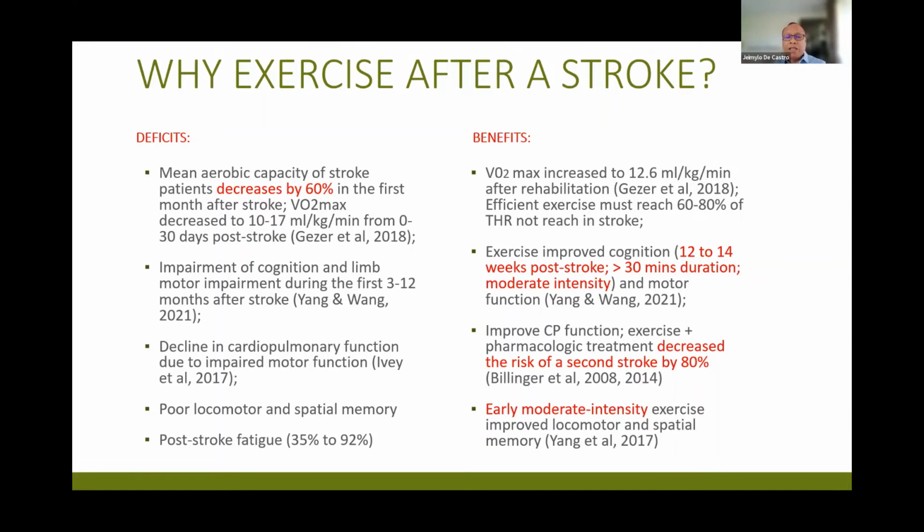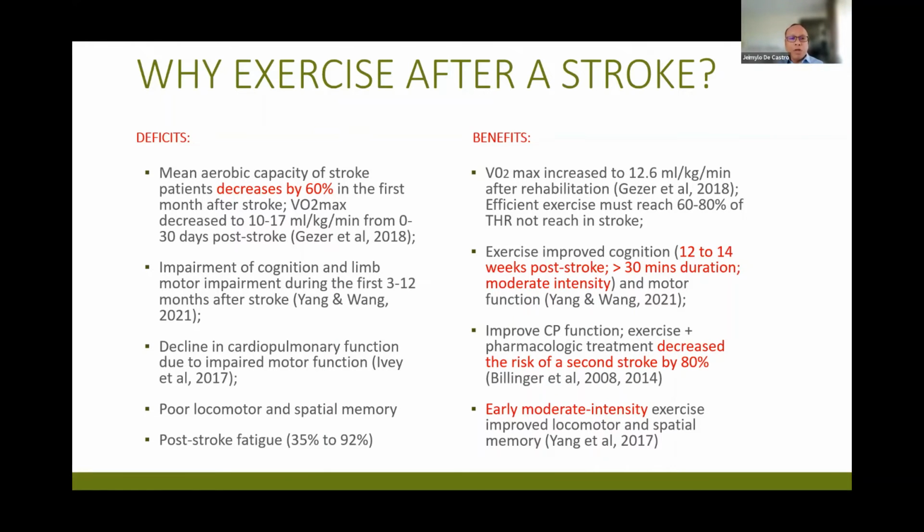When you exercise, the VO2 max increases to 12.6 ml per kilogram per minute while you're doing your rehabilitation. And your target, of course, is to be able to reach 60 to 80% of your target heart rate. You can use the 220 minus age formula, or the Karvonen formula, what they call the heart rate reserve formula. Of course, this is not easily reached among stroke patients. That's why there has to be an efficient use of muscles in order to reach this stage.